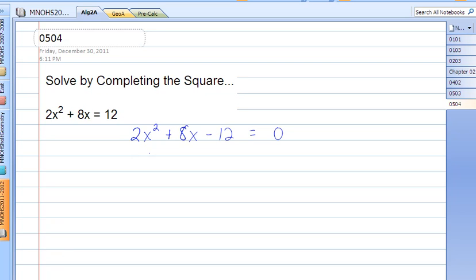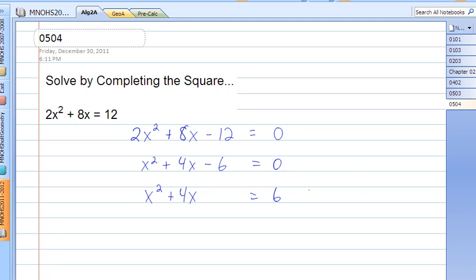So if I divide everything by 2, the next step here would be x squared plus 4x minus 6 is equal to 0. Now, when you're completing the square, what you need to do is take the constant, the number by itself here, the negative 6, and that has to go to the other side. So I'm going to add 6 to both sides, and it looks like this. Notice I'm going to leave a little space here.